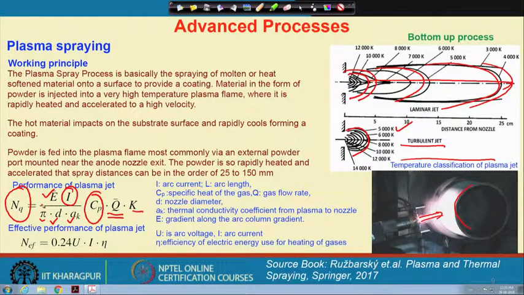So that we can get an effective condition for plasma spraying. The powder is fed into the plasma flame, most commonly through an external powder port that is mounted near the nozzle exit. The powder is so rapidly heated and accelerated that the spray distance can be, let us say, in the range of 25 to 150 millimeter. So, these are some of the advanced processes for coating techniques.